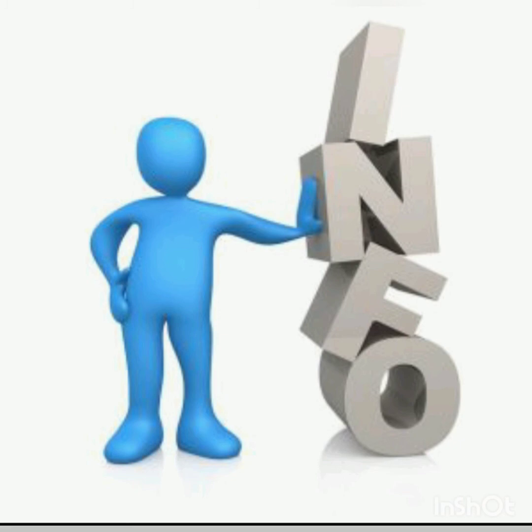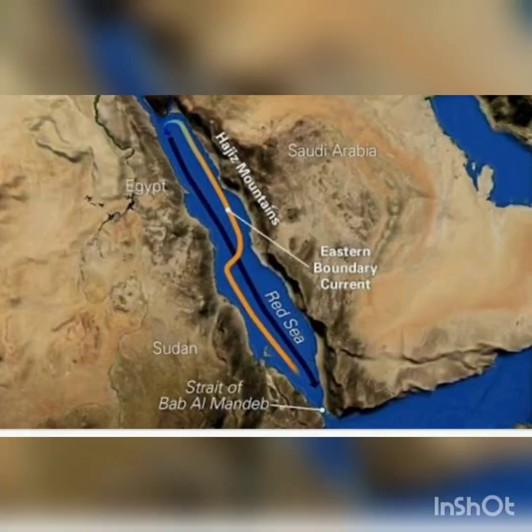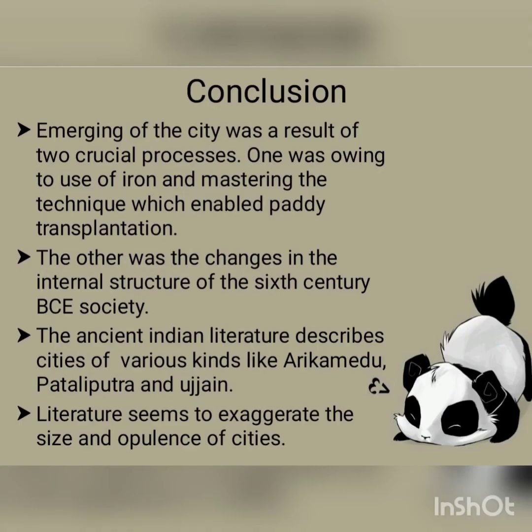Information about the period is also available in many foreign sources. The Periplus of the Erythraean Sea, a Greek text written by an anonymous sailor in the 1st century CE, contains an account of the ports that he visited during his travel between the Red Sea and India. To conclude, let's quickly revise.